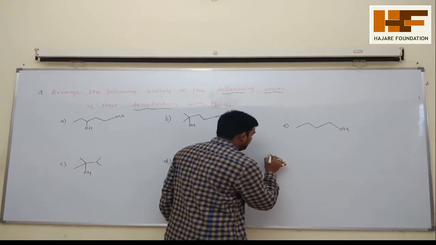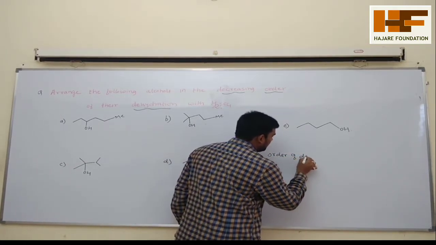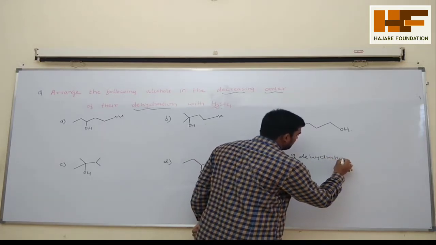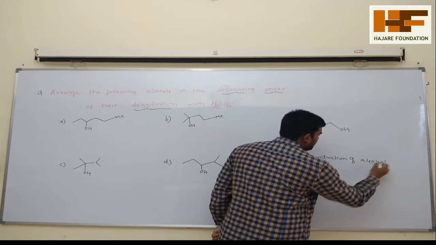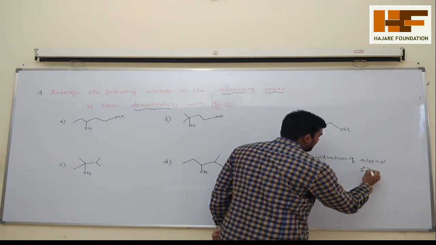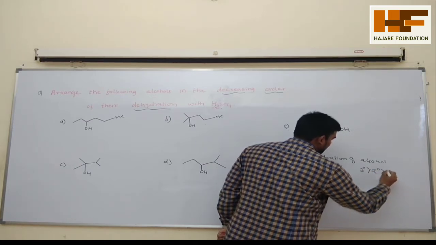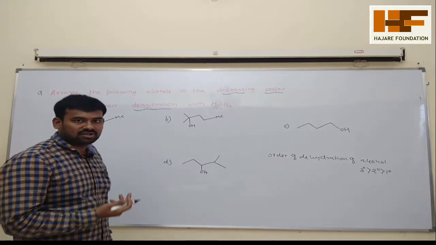The order of dehydration of alcohols is: tertiary alcohol undergoes dehydration more readily as compared to the secondary, and secondary more than the primary. First you have to identify in these options which are the secondary alcohols, which are the tertiary alcohols and which are the primary alcohols.